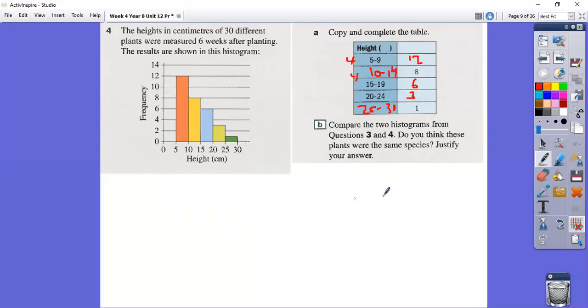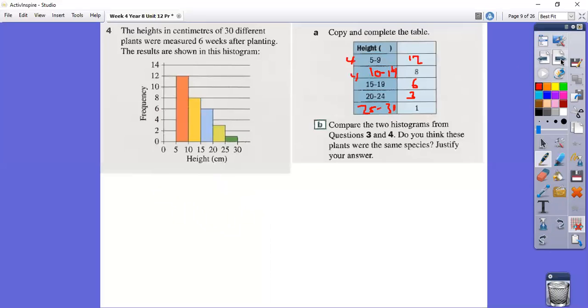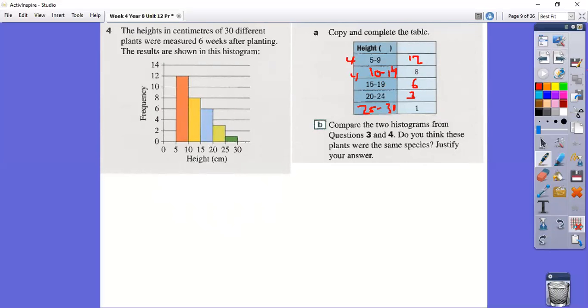So the comparison is looking at 2 things. You're looking at the distribution of data, the histogram in question 4, and then comparing it to how the data is distributed in question 3. So you've got 2 different plants. How are they similar? How are they different? Do you think these plants are the same species? If you think yes, how? You need to justify your answer. If they're different, how would you be able to support your argument that they're different? So look at how the heights of these 2 plants are distributed. What is the same? What is different?